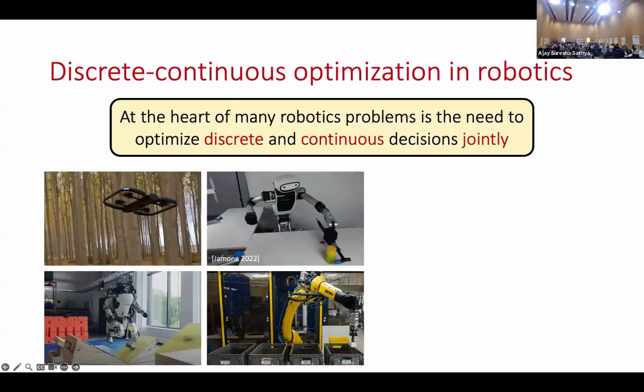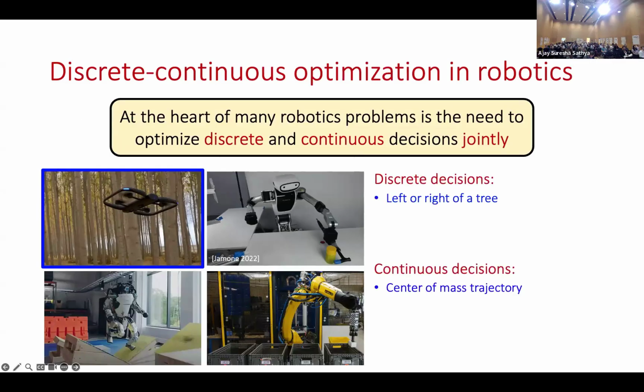So as a motivation, I don't think I have to convince this audience about the importance of optimization in robotics, and about the fact that many of the problems that we need to solve on a daily basis in robotics involve a mix of discrete and continuous decisions to be optimized jointly.